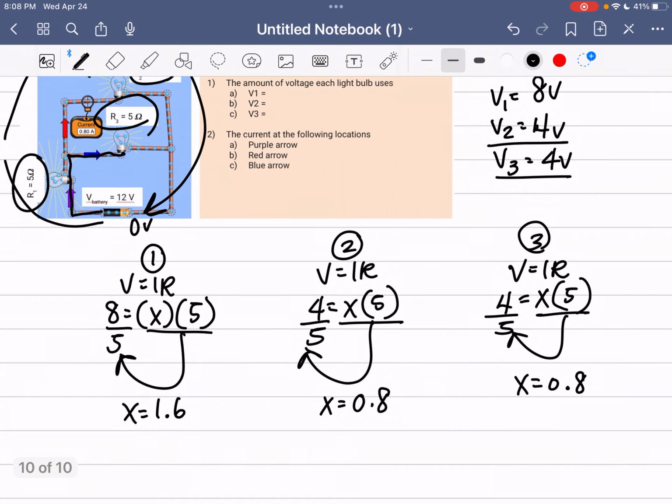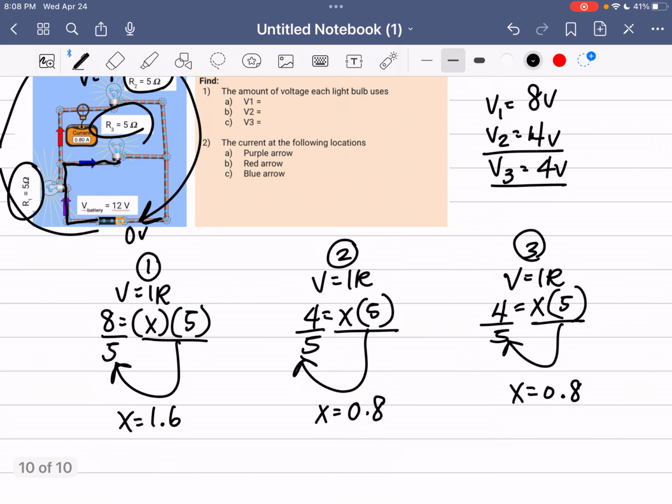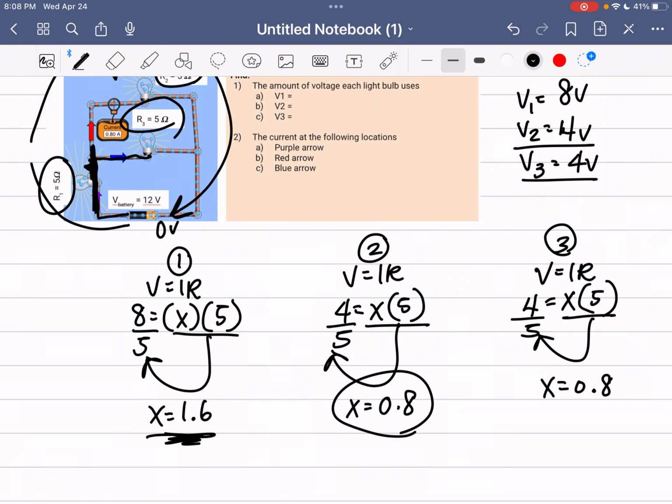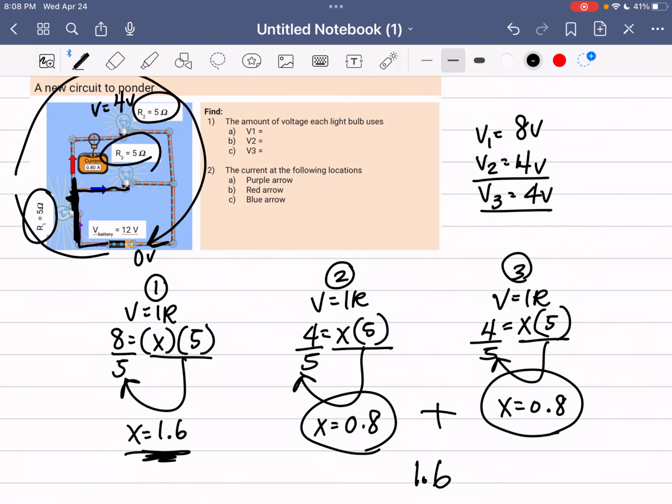Now, why did I do all 3 of them when I know that the resistance is the same? Why are you doing more work? Because I want to check my answers. Because this main current here, before it splits off, right here, this has to equal this one plus this one. And 0.8 plus 0.8 equals 1.6. And I wanted to check my answer. And that's how you check your answer, okay?